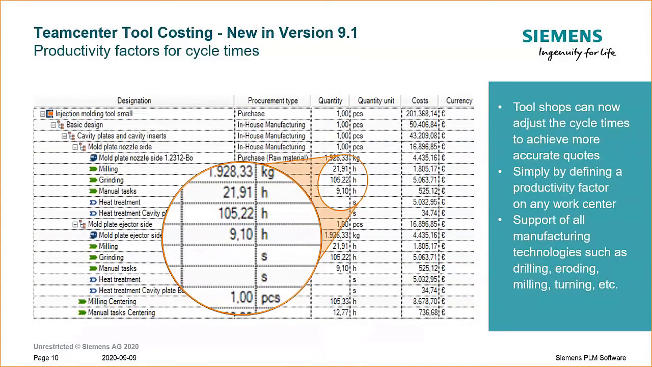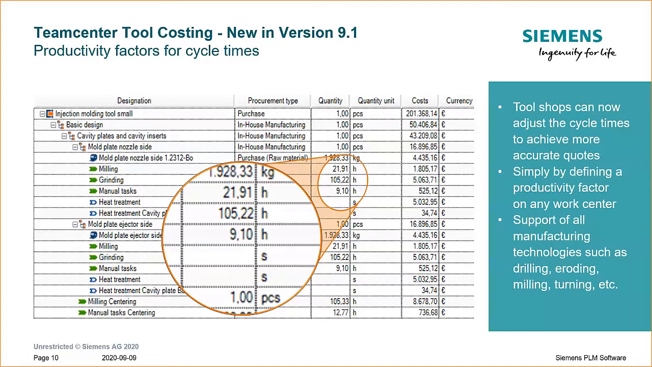Now I want to show you something about productivity factors for cycle times. In this slide, I want to tell you something about that. Tool manufacturers need to replicate an accurate digital twin of the tool shop to calculate realistic quotations. With this capability, tool manufacturers get the possibility to adjust cycle times of all manufacturing technologies, such as drilling, reboring, milling, turning, etc. To achieve more accuracy in the quotation calculation, meaning if you think a machine is faster or slower, you can simply change the productivity factor to adjust the time and consequently the cost.